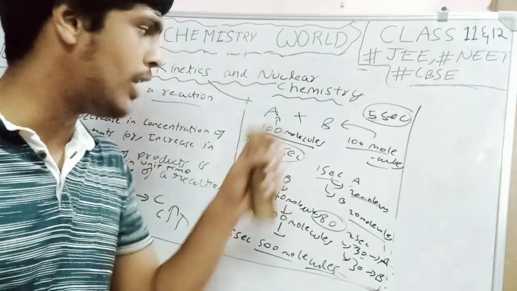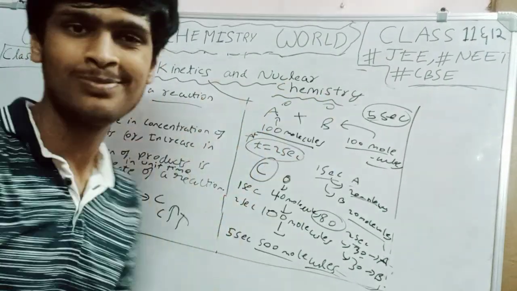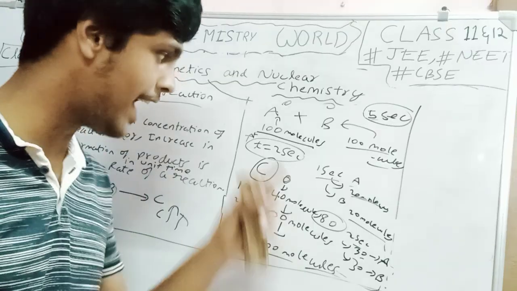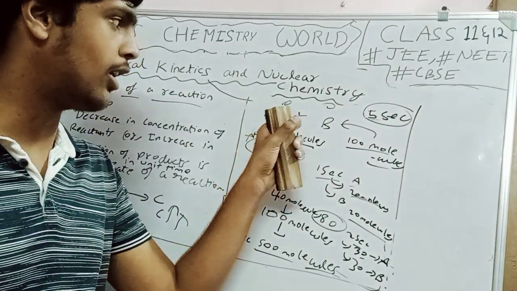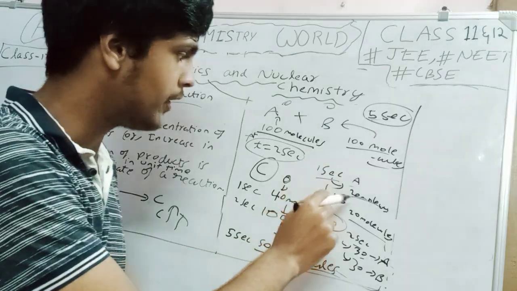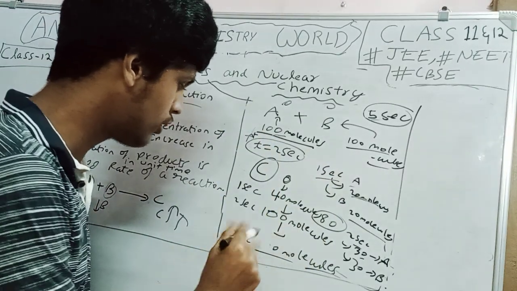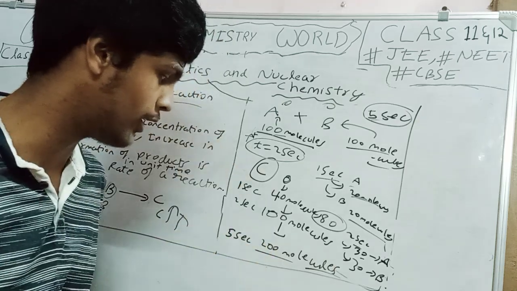What is happening to A and B? At the 5th second, A and B will become 0. At the last second, the concentration of reactants A and B becomes 0. Initially, from 100 molecules of A and 100 of B, you should calculate, right? So it's 200 molecules.